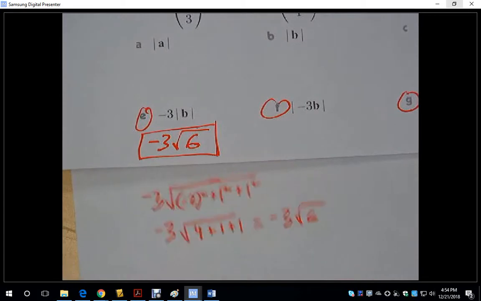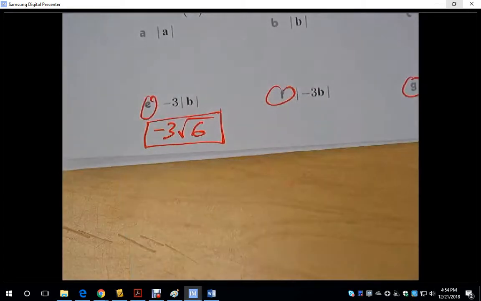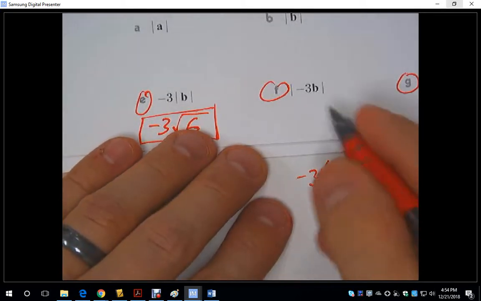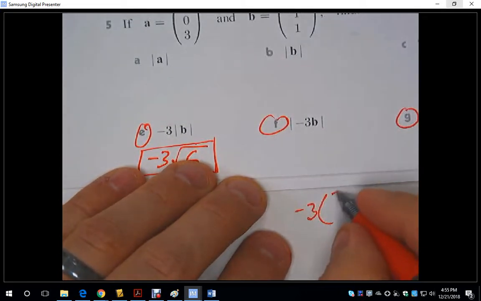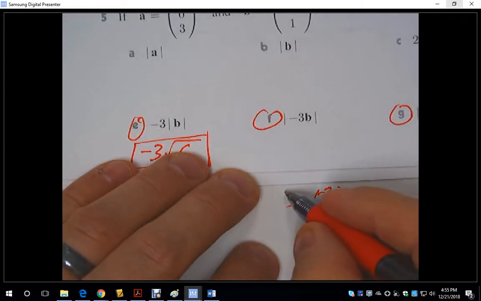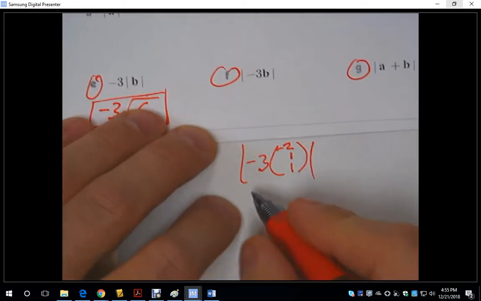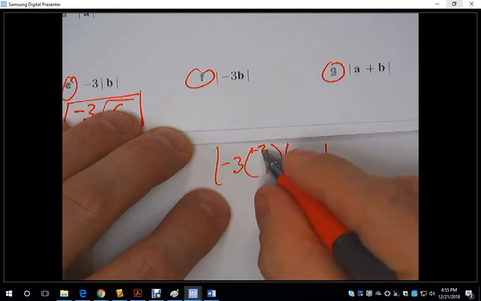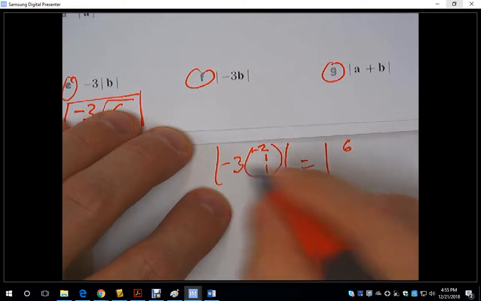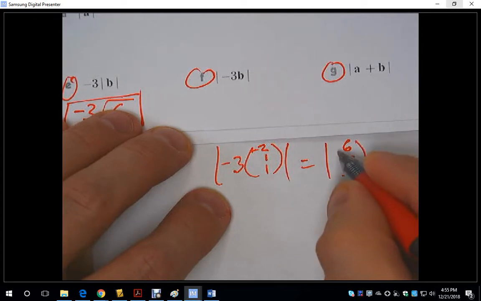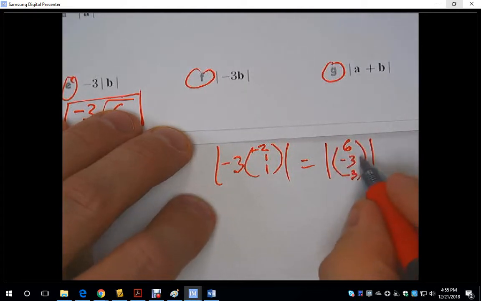The next one, I have the scalar of negative 3, and I'm going to multiply it by our vector of negative 2, 1, 1. And then I'm going to find the magnitude of all of this. Well, let's first multiply our scalar to get negative 3 times negative 2 gives us a 6, negative 3, negative 3. And then we need to find the magnitude of this.